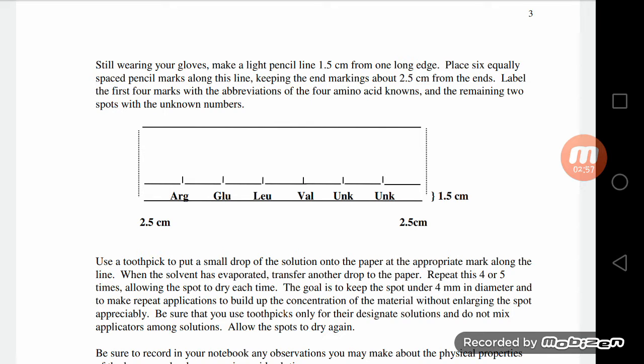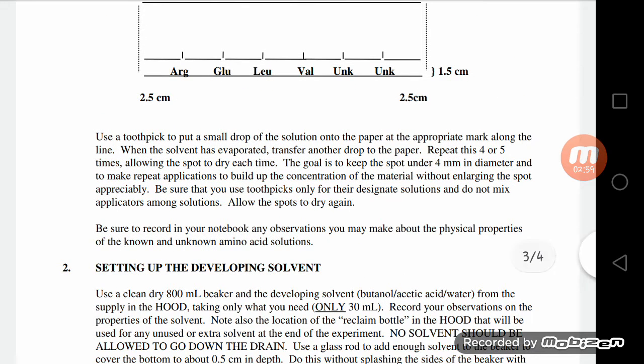Using a toothpick, transfer a small drop of the solution onto the paper at the appropriate mark along the line. When the solvent has evaporated, transfer another drop to the paper. Repeat this 4 or 5 times, allowing the spot to dry each time. The goal is to keep the spot under 4 mm in diameter and to make repeat applications to build up the concentration of the material without enlarging the spot appreciably.